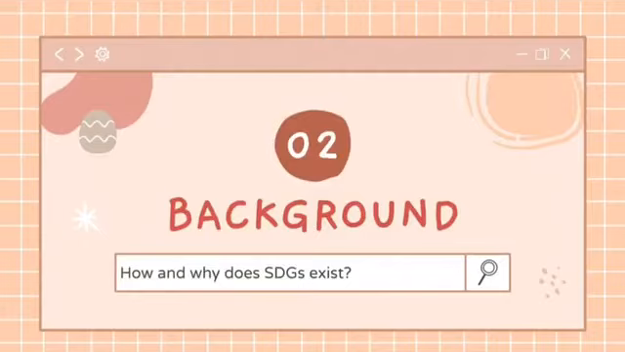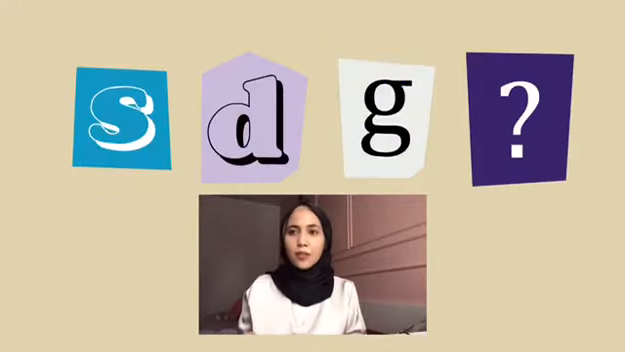Now that we know about the goals, what about their background or behind the scenes? Let's ask Azurine about this. Azurine, how and why does SDGs exist? In every event that happens throughout the world, there are always historical backgrounds that follows behind it, right? So the same thing goes for the SDGs. SDG had actually came a long way for years and years.